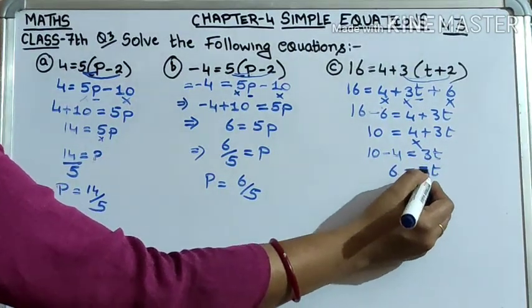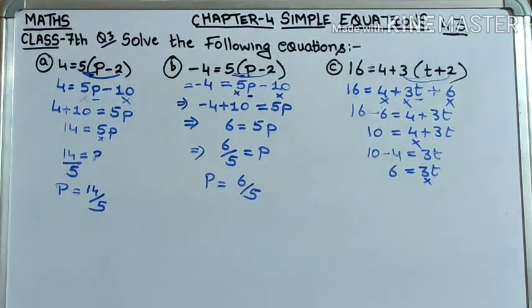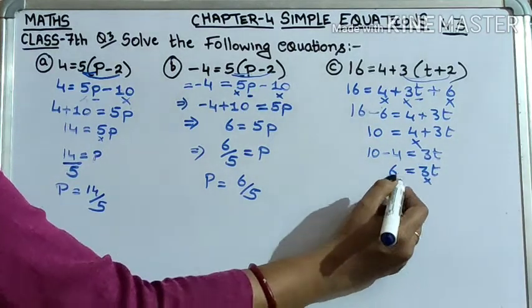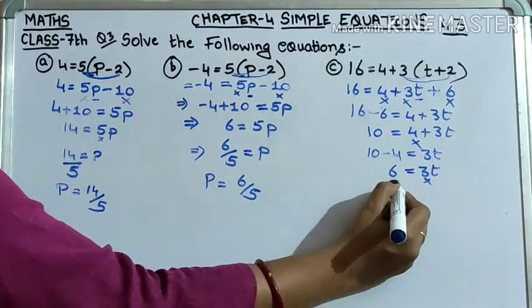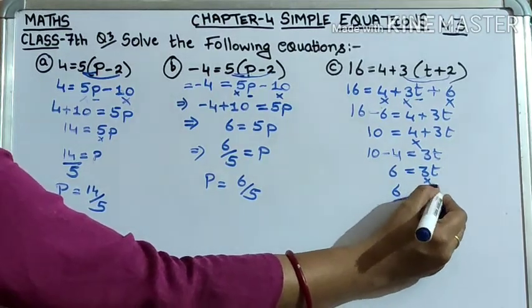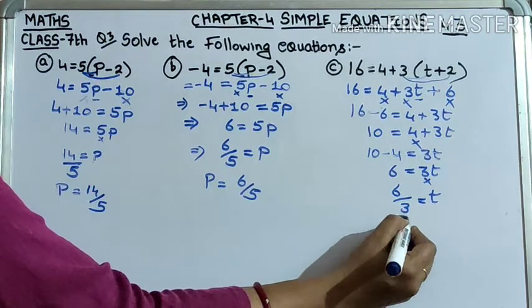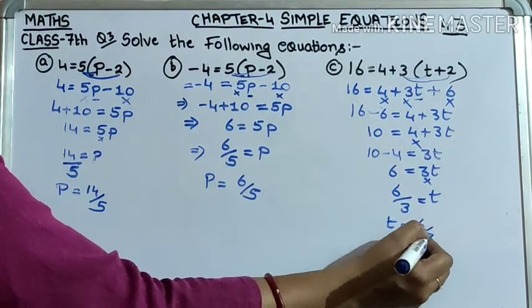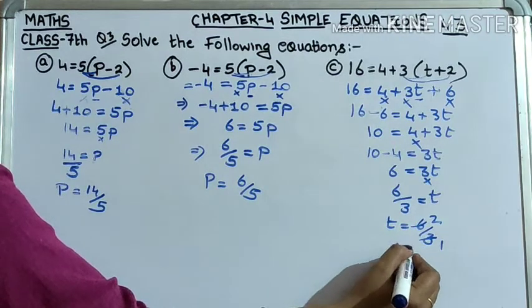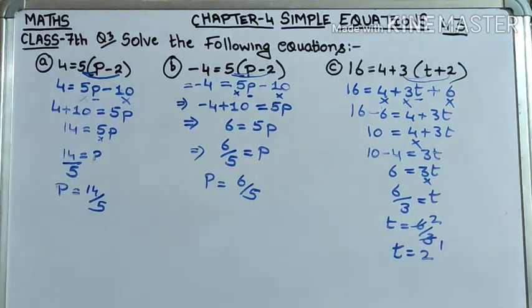t is the variable and we have to remove this number also with the variable t. With the variable t, 3 is given, so we have to remove this number also. This number is given in the numerator. So when this number is transposed, it will be divided and t will remain there. We can write it as t equal to 6 upon 3, and by cancelling it, 3 1s are 3, 3 2s are 6, t equal to 2 is the answer for the C1.